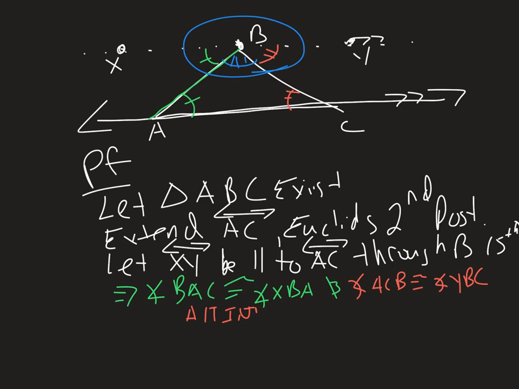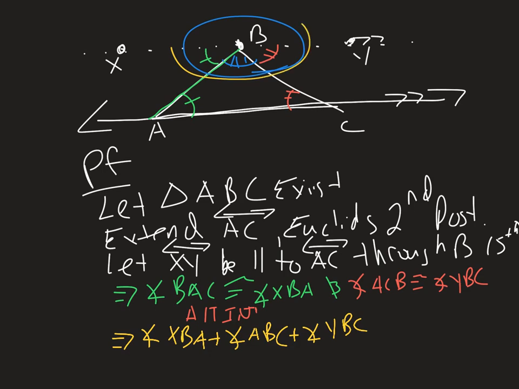Okay. Now, our next step would be to talk about, okay, we know that angle XBA plus angle ABC plus angle YBC, these three angles up here that are in the blue circle, has to equal 180 degrees because XY is a line.